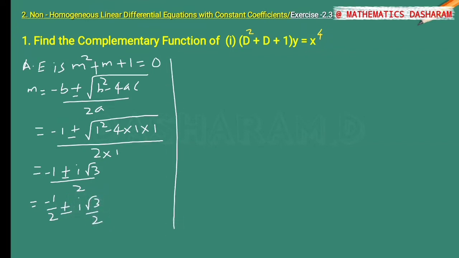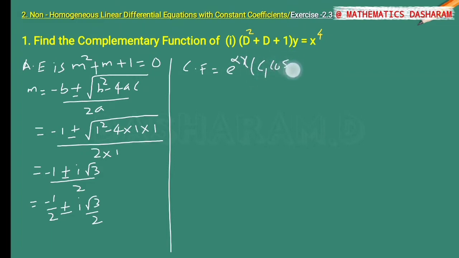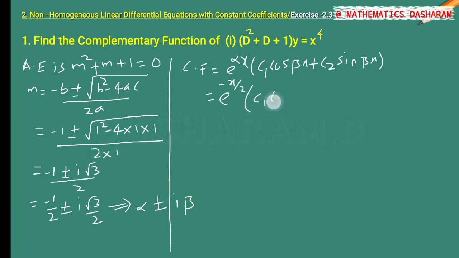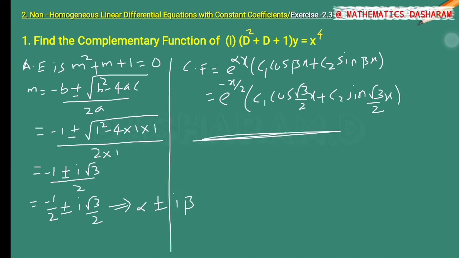So here the roots are complex numbers. For complex numbers, the complementary function is e to the power of alpha x, bracket c1 into cos beta x plus c2 into sin beta x. So here let's compare with alpha plus or minus i beta. So then e to the power of alpha value minus 1 by 2, c1 into cos beta value root 3 by 2, plus c2 into sin root 3 by 2 into x is our required answer.